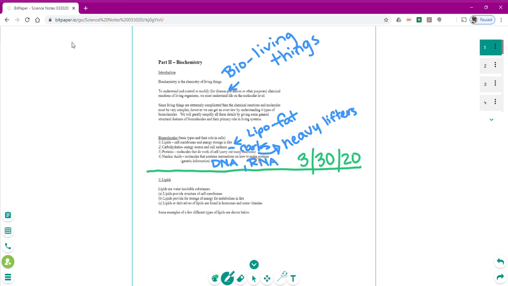All right, everybody. Let's start talking about our first group of biomolecules that we're going to focus on. Mainly, this one is going to be the lipids. Number one here it says lipids.